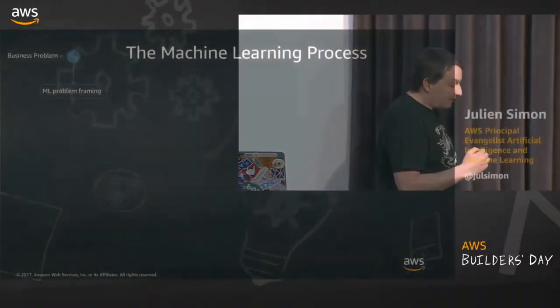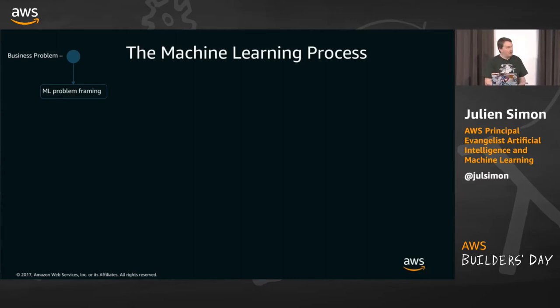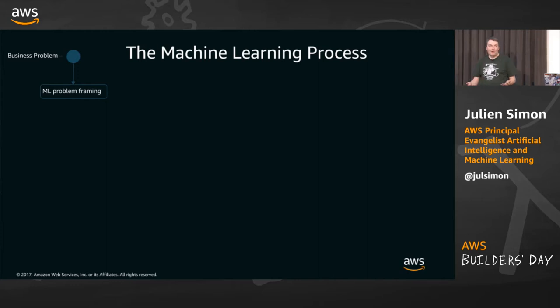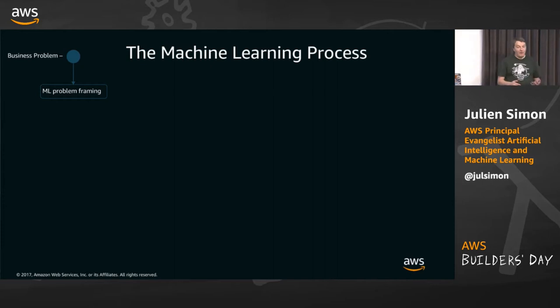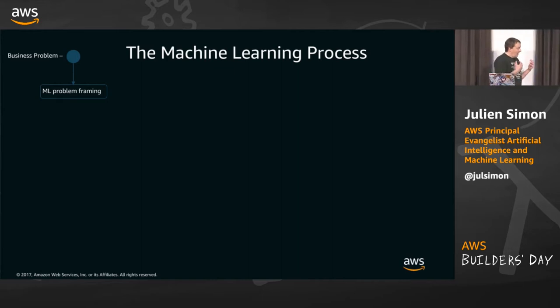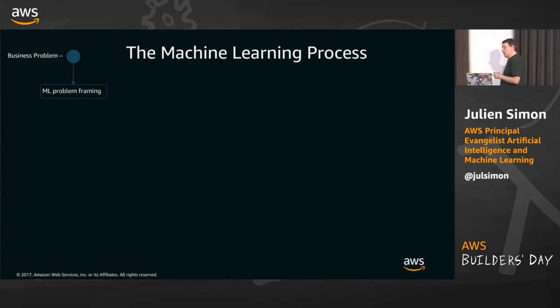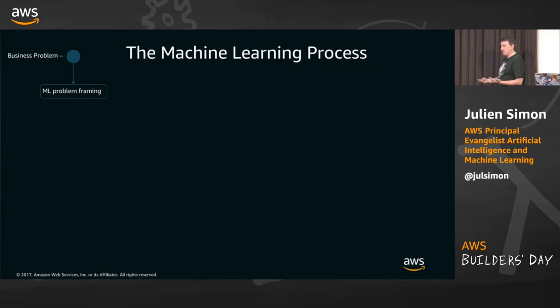Once you have a question, you need to frame it, OK? So you need to transform this into an actual machine learning problem. So the question could be, why are we losing subscribers at an alarming rate? The question could be, which of our users should we target with our marketing campaigns because they're the most likely ones to react positively to the campaign? It could be, I have defects on my manufacturing line, and I would like to understand why and how I can solve them, et cetera.